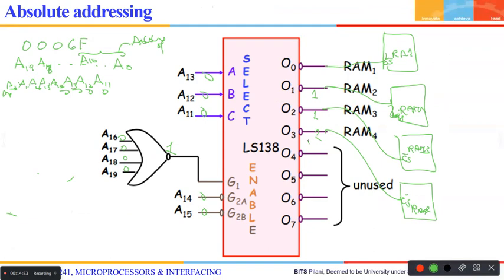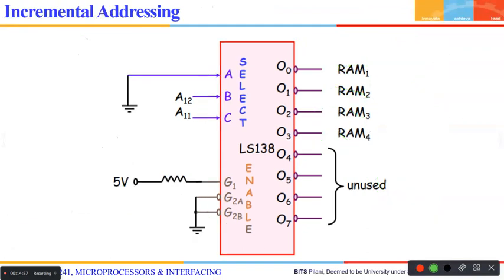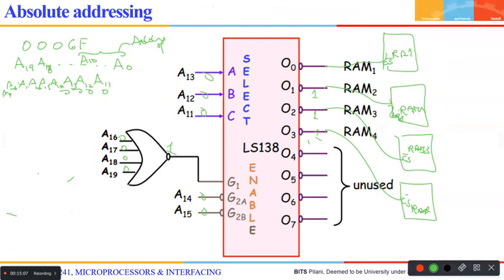Okay, so how to start, right? So this is called increment. See, there are two ways we can do this. What we have seen now is called absolute addressing. The purpose of absolute addressing here is that we are going to use the entire address lines for connecting to the input of the decoder logic, which is called absolute addressing.